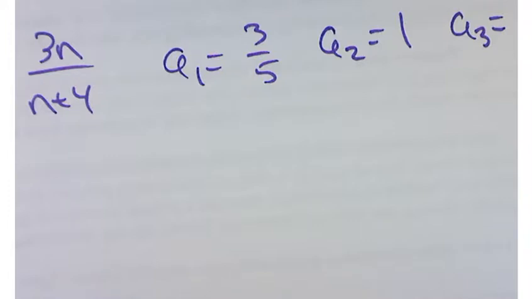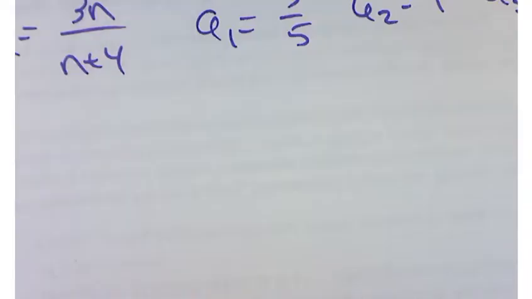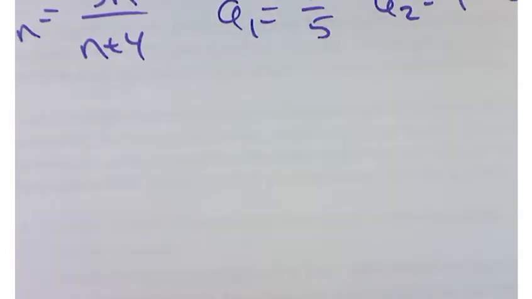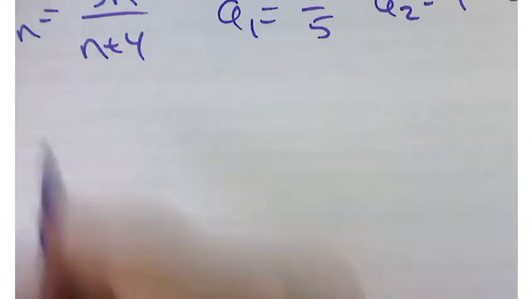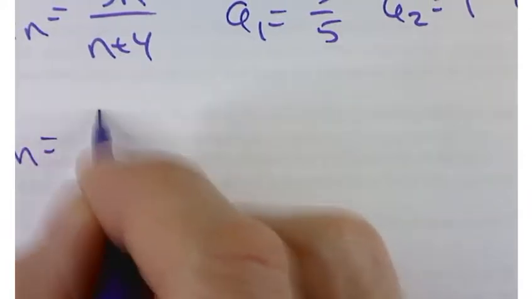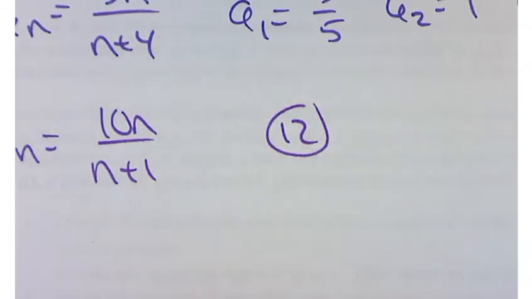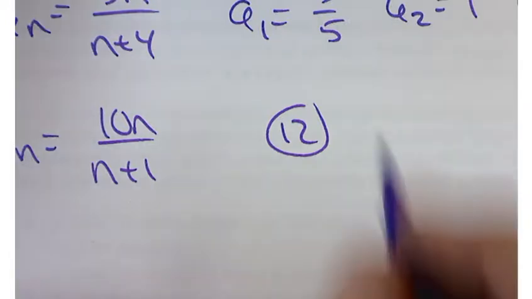Let's take a look at problem number 10 and 12. So maybe we can do this kind of simultaneously, especially with our graphing calculators. Let's enter in both the functions for this at the same time. Problem number 10 gives you a sub n is 10n over n plus 1. Problem number 12 is negative 1 to the n divided by n.